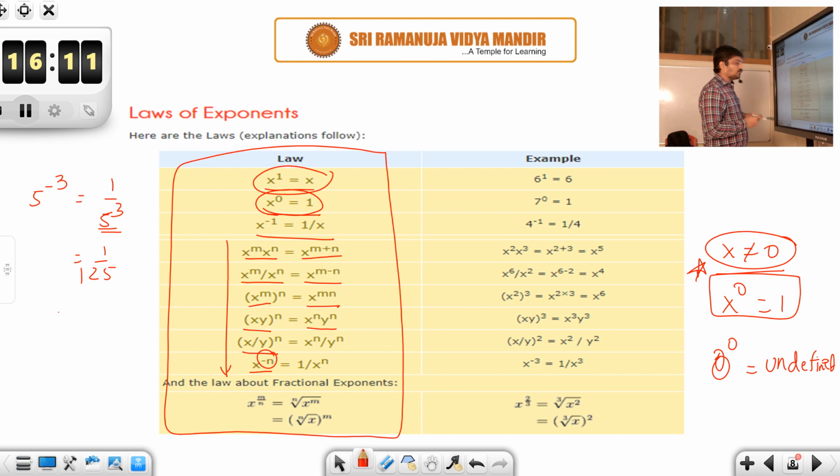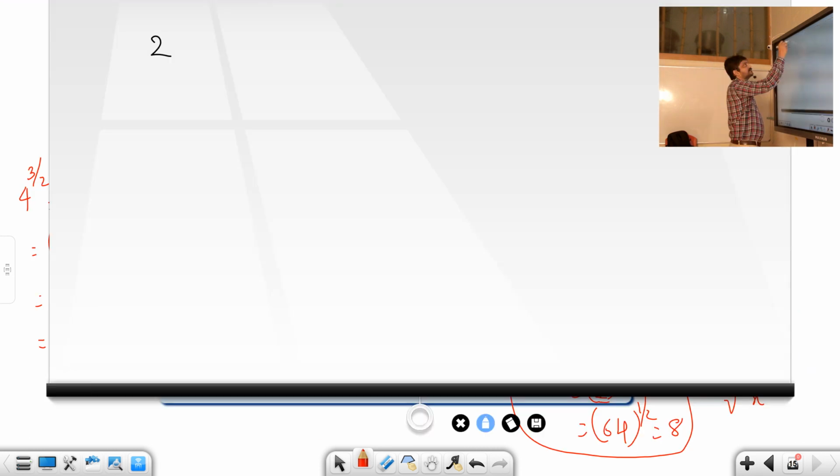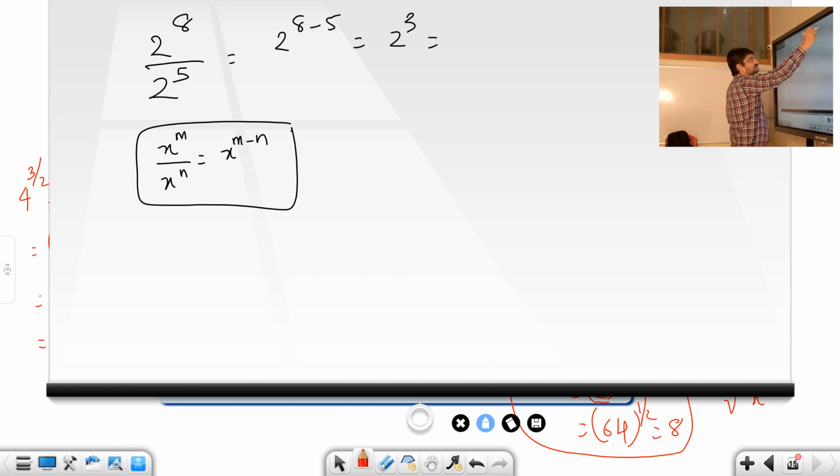Now students, tell me these things. What is 2 power 8 by 2 power 5? 2 power 8 by 2 power 5. What do we do here? See here, the bases are the same, isn't it? So here you need to use the formula x power m by x power n is equal to x power m minus n. Since the bases are the same, you need to take the difference of the exponents. So this would become 2 power 8 minus 5, which is equal to 2 power 3. So this is the usage of x power m by x power n.